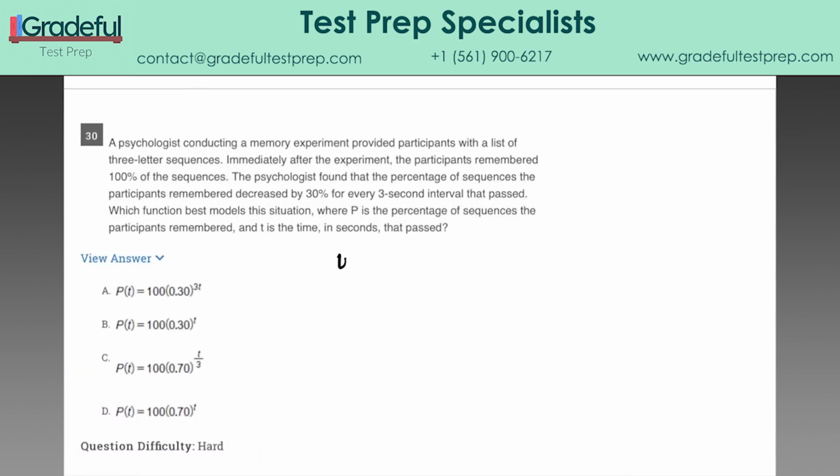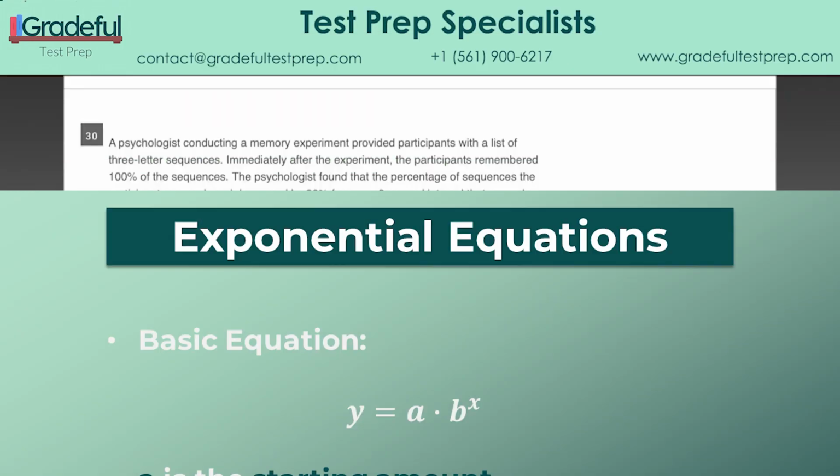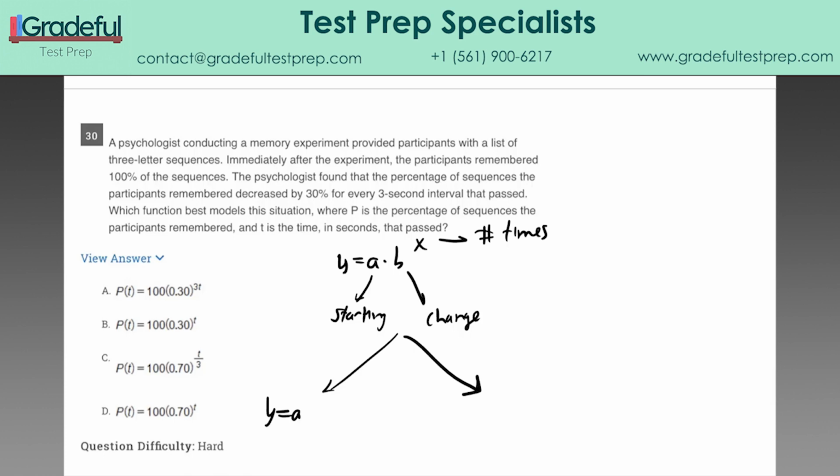So question 30 is asking us about the basic exponential equation, and this is the idea. A would be the starting amount, B would be the way it changes, and x is the number of times. But the big gimmick with this that the SAT likes to do is I could have y equals a times b to the x over 5, or y equals a times b to the 5x. So if we're dealing with years, this is saying that our same change is happening every 5 years. Just imagine plugging in 10 or 15. 10 would trigger this twice, 15 would trigger it 3 times.